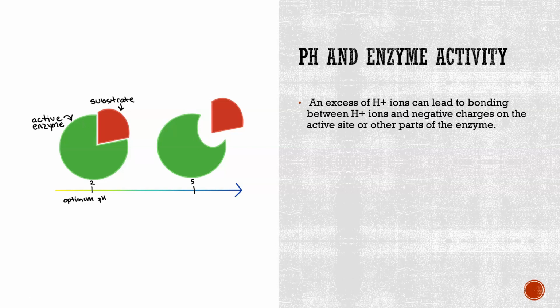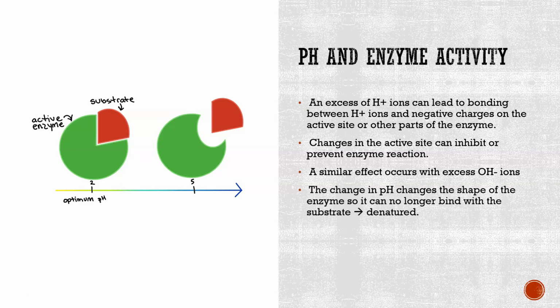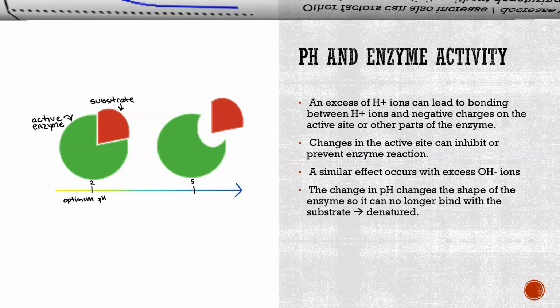So what does pH and enzyme activity have in common? If we've got an excess of hydrogen ions, it can lead to bonding between the hydrogen ions and the negative charge on the active site or other parts of the enzyme, and that changes the shape of the active site. So this can inhibit or prevent the enzyme actually reacting. A similar effect occurs with the hydroxide ions, and the change in pH changes the shape of the enzyme so it can no longer bind to the substrate, hence it is denatured.